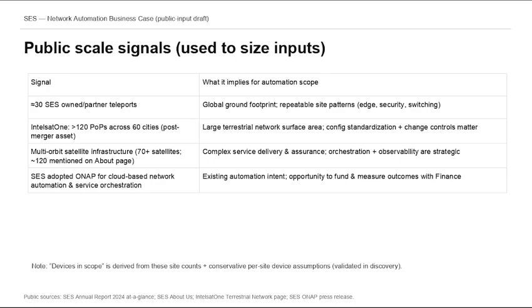Then the signal, we've got SES adopted ONAP. I don't know what that is. Maybe you can tell me. For cloud-based network automation and service orchestration. So what it implies is existing automation intent, opportunity to fund and measure outcomes with finance. So what is ONAP? Note, devices in scope is derived from these site counts and conservative per site assumptions, validated in discovery, and then we've got our sources listed as well.